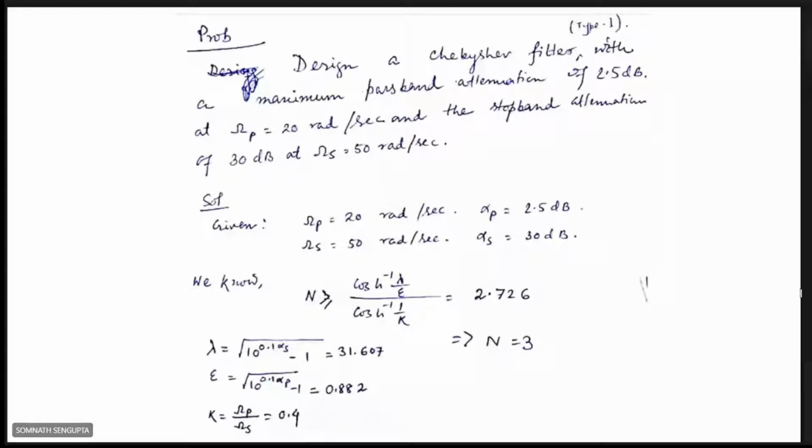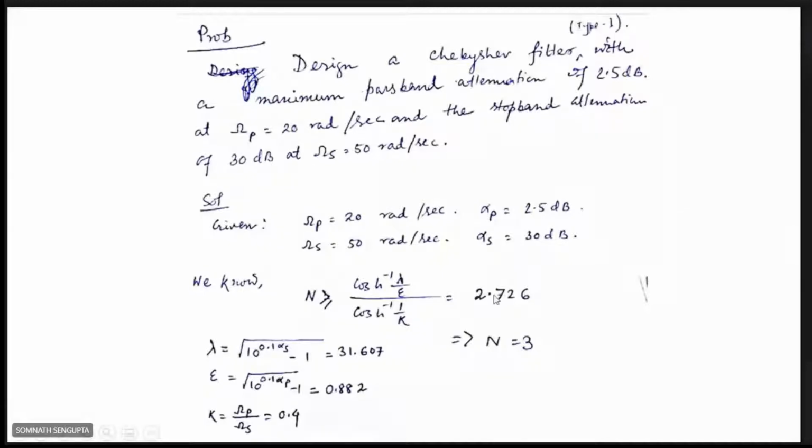So these are the filter specifications. Also, you have seen today in the lab session how to specify the frequencies and attenuation terms. That is, omega p is 20 radian per second, omega s is 50 radian per second, and alpha p and alpha s are 2.5 and 30 dB.